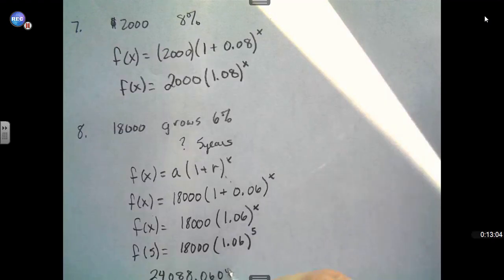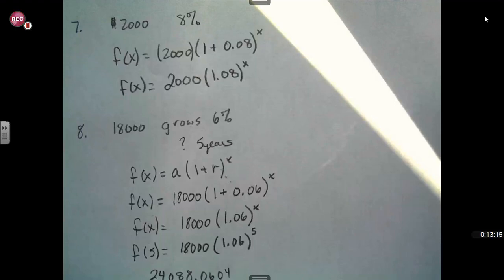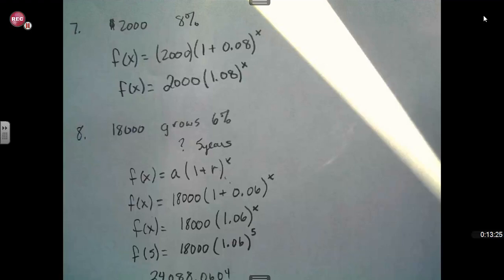And we get 24,088.0604. And then we go back and I guess I didn't put in the directions what to round to, but if we're talking about number of people, I really can't have a part of a person. So let's round this to the nearest whole number. So population of 24,088 people.